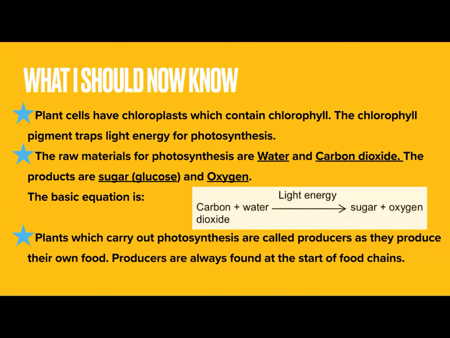To write that as a basic equation, you should have carbon dioxide plus water, then an arrow with light energy above the arrow. That gives you sugar and oxygen. So sugar is our main product, oxygen is our byproduct because it's released. Finally, plants carry out photosynthesis, are called producers as they produce their own food in the form of the sugar, and producers are always found at the start of food chains. And that's lesson 1.